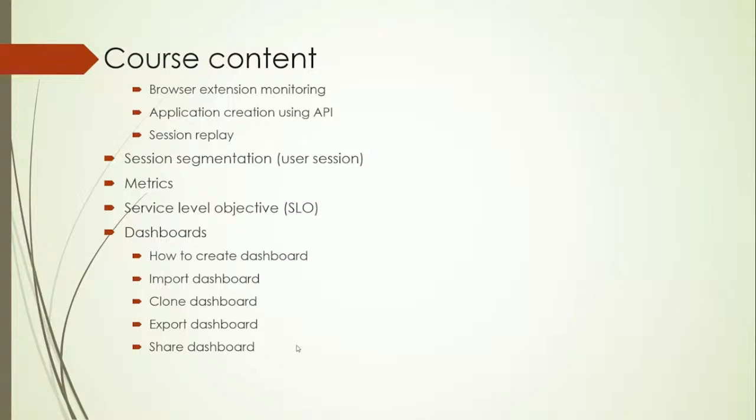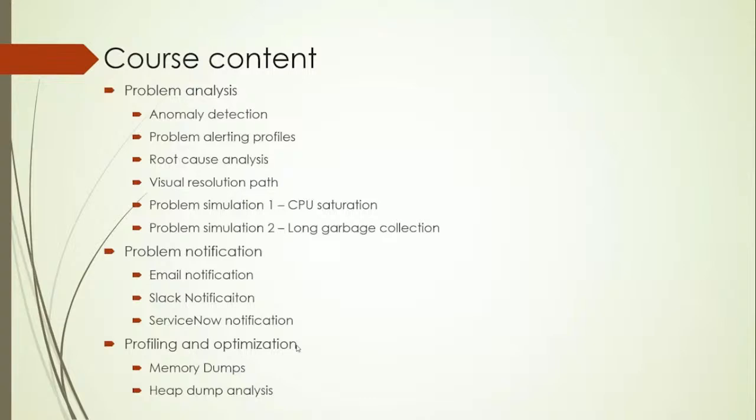Okay. Moving on. As someone said, we'll be talking about problem analysis. When you enable monitoring of an application, what are the things you have to take care of? What are the issues that you encounter when you enable monitoring in your architecture? It could be anomaly detection, problem alerting profile, root cause analysis, visual resolution, right? We'll also take an example of how we will synthetically create a CPU saturation and see if that alerting works. How does Dynatrace reflect that data? What do we have to conclude from it?